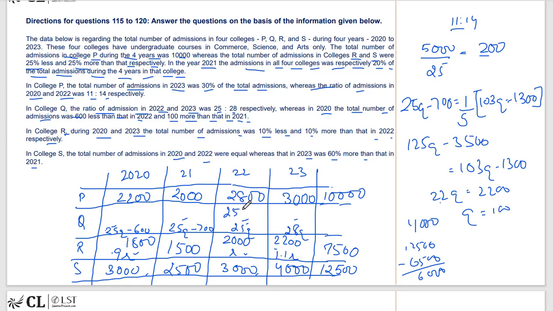This is 2,500, 2,800. This is 600 lesser than 25. So that's 1,900 and that's 1,800. That's how you'll get the number of admissions for college Q. You'll again come back to this line: the admissions in all four colleges in 21 was respectively 20% of the total admissions. This line will help you in getting the data for college Q. Quickly moving towards the questions here.